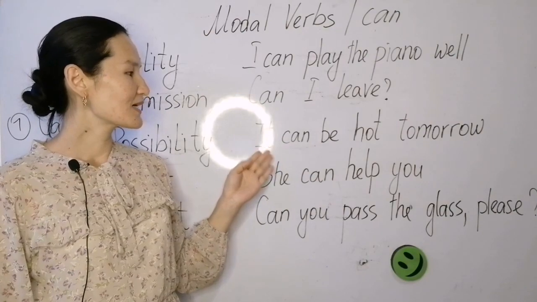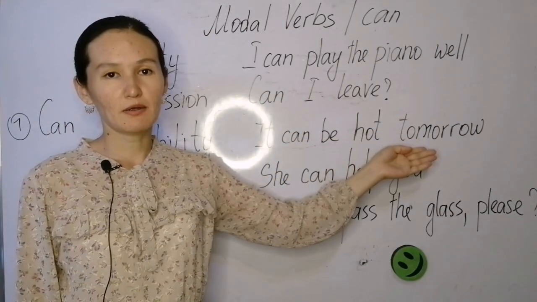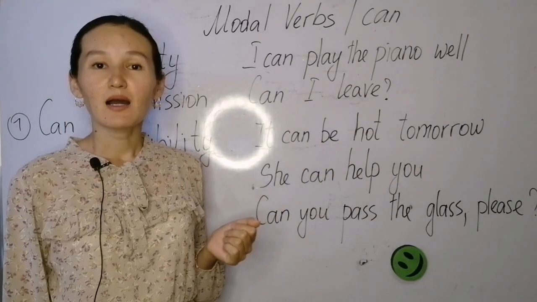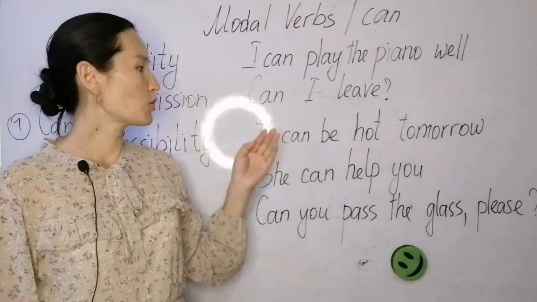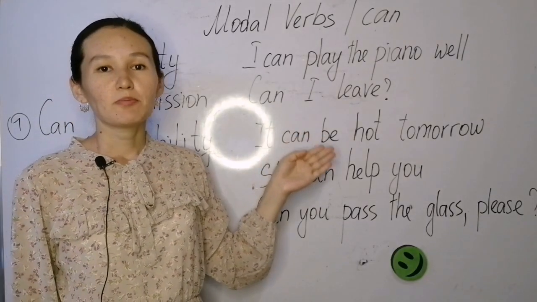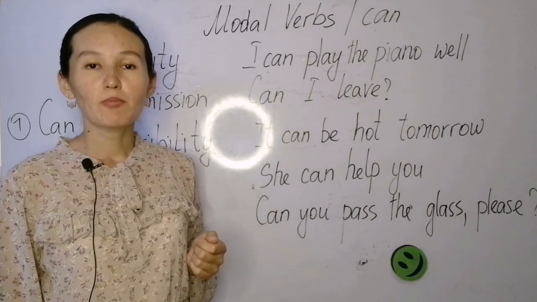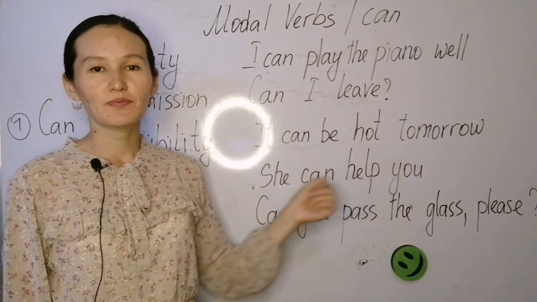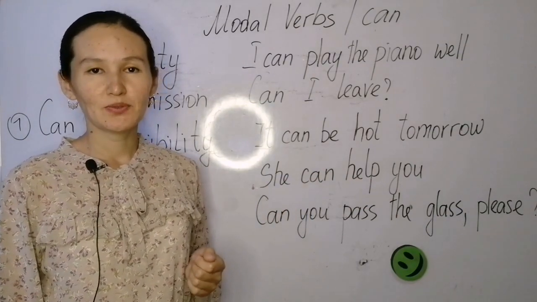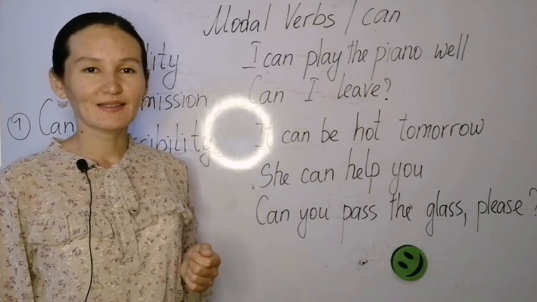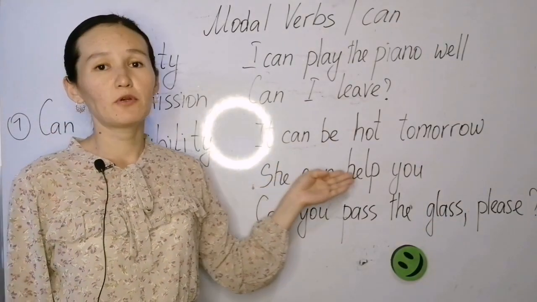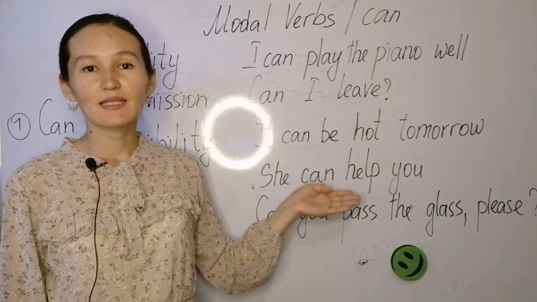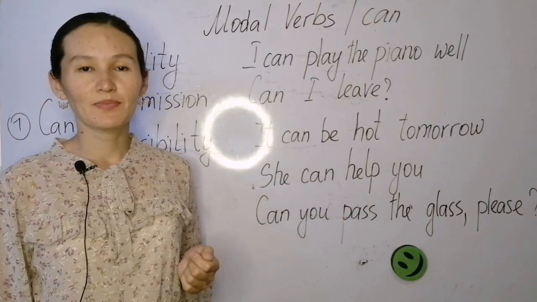Next sentence. It can be hot tomorrow. Can be. So it can be hot tomorrow. In this sentence, modal verb can and be talks about possibility. Okay, she can help you. In this sentence, modal verb can and the verb help. In this sentence, it is talking about offer.